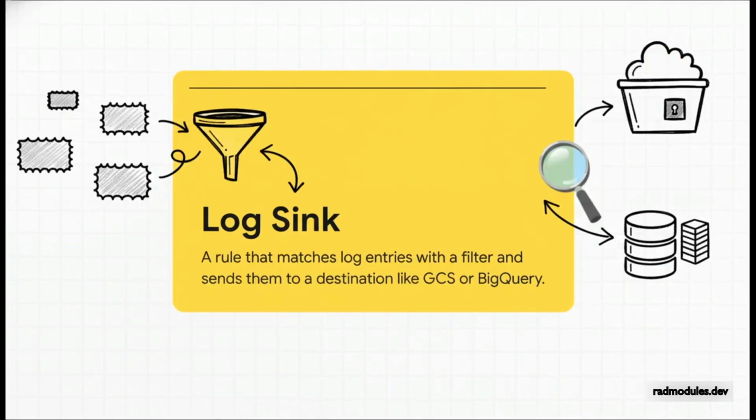So what do you do with all those logs? You use log sinks. A sink is just a rule you create. It's super simple. You say, if a log looks like this, send it over to that destination. So you can send compliance logs to a Cloud Storage bucket for long-term archiving, or maybe stream all your application logs to BigQuery so you can run some really deep analysis on them.